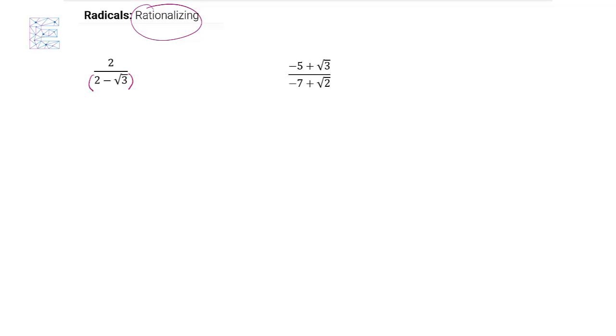Now, rationalizing a term like this requires you to multiply by its conjugate. Conjugate means same exact numbers, for example 2 and root 3, but you change the sign in the middle to the opposite. So for this one, the conjugate of 2 minus root 3 is actually 2 plus root 3. And if you do that to the denominator, then you have to also multiply that number to the numerator as well.